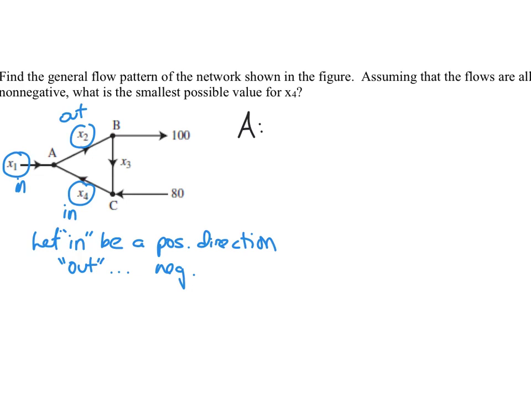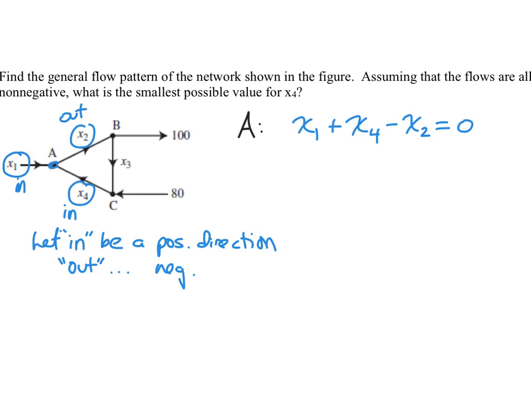All right, so at A, because it's an equilibrium, it's got to be a zero sum. I'm going to have x1 plus x4, I'll do my ins first, minus x2 is equal to 0. Since x2 is out, that's why it's a negative. So I did my positives first and then my negative. I'll reorganize it in a minute. All right, so that's at node A.